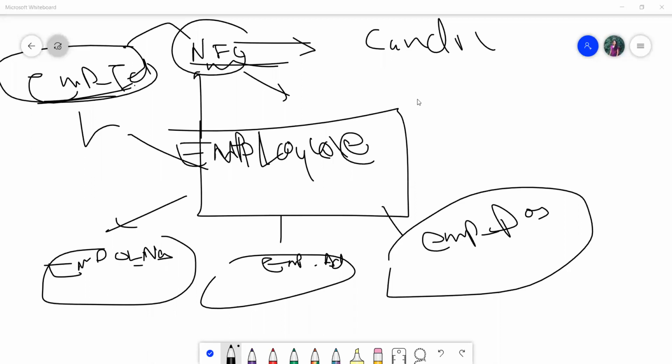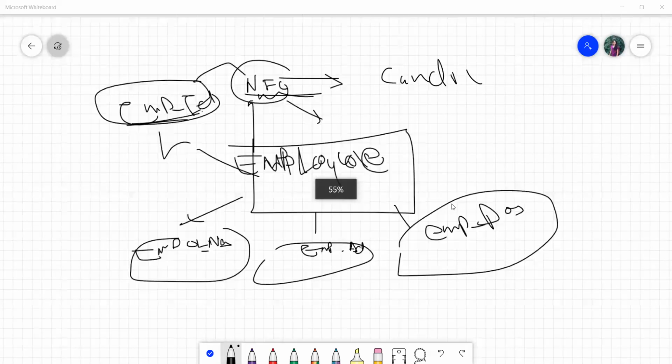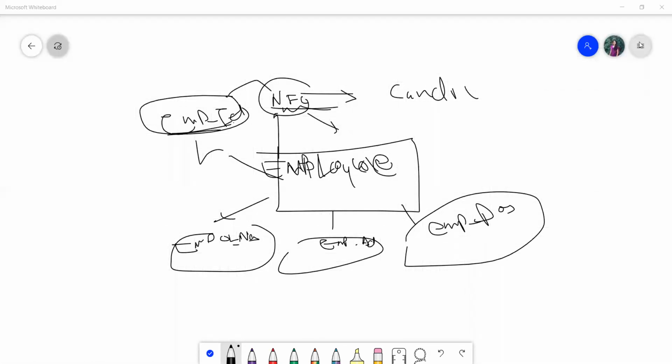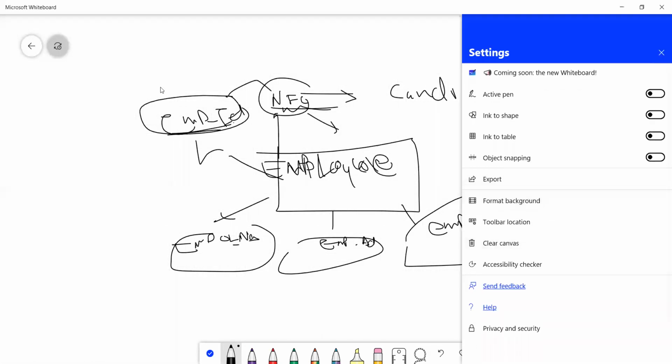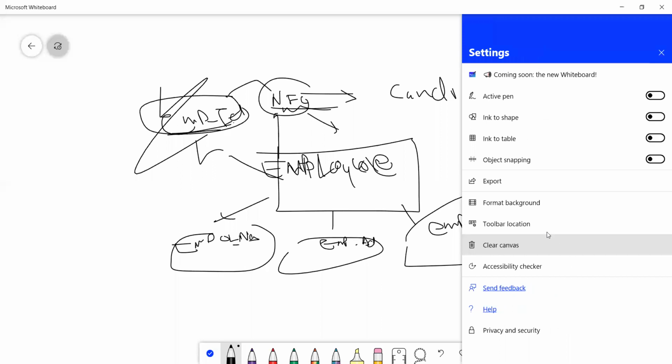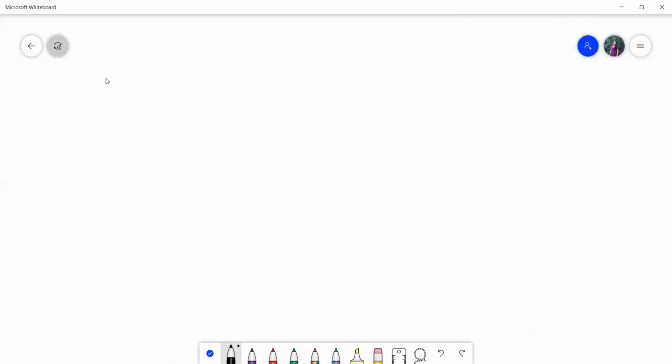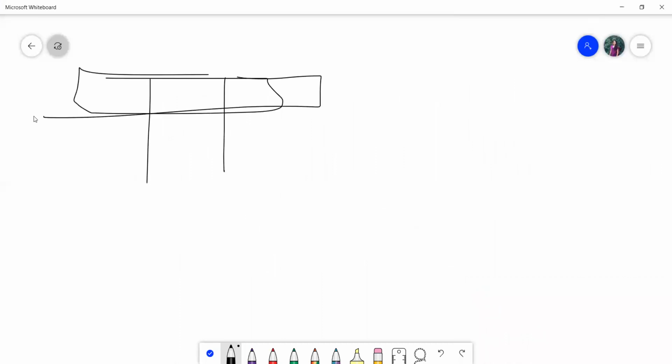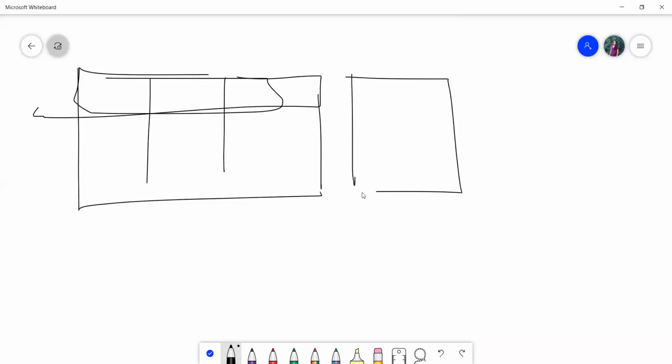Okay, in composite key, you can see, I'm going to explain it with an example. Okay, you can see this one. This is not an ER modeling, this is database modeling. I'm going to take an example from this one.